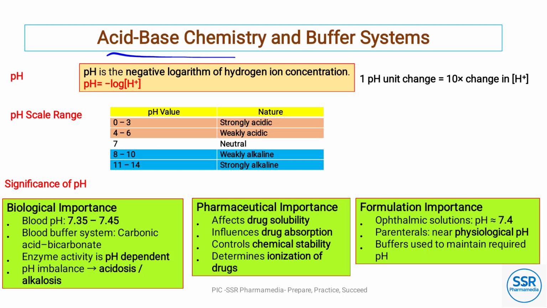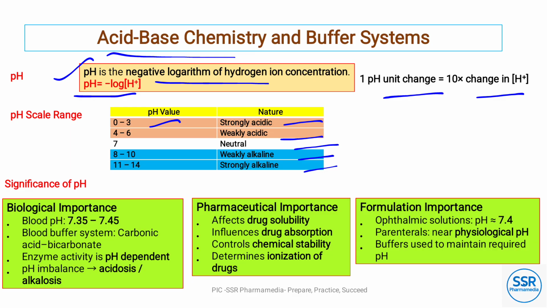Under acid-base chemistry and buffer system, we are going to see about pH. What is pH and pH calculation? pH is the negative logarithm of hydrogen ion concentration. So the formula is pH equals minus log H plus ion. A 1 pH unit change is equal to a tenfold change in hydrogen ions. So these are all the pH values according to the nature of the compounds.